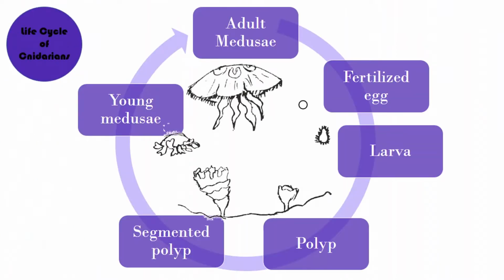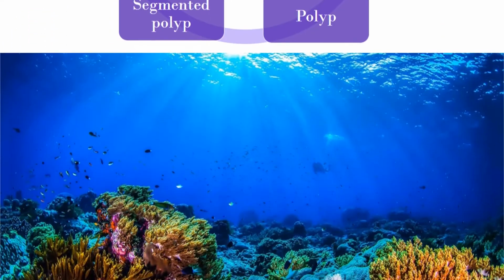The general life cycle of cnidarians. Adult medusa release their gametes into surrounding water when they are ready to mate. The eggs are fertilized by sperm and turn into larvae. Once the larva reaches a certain stage, it will attach to a substrate and become a polyp. Over time, the polyp segments itself and each segment is a separate organism. The segments break apart and become young medusa. The young medusa grows into adult medusa and the cycle repeats.